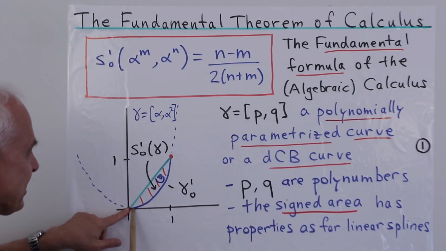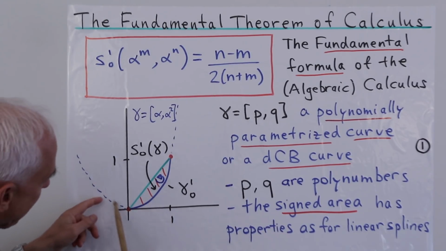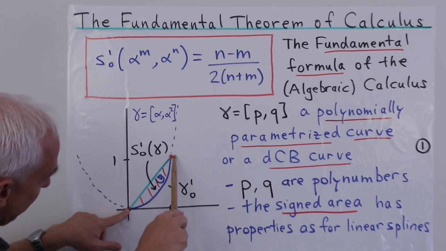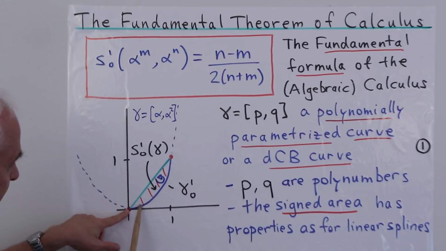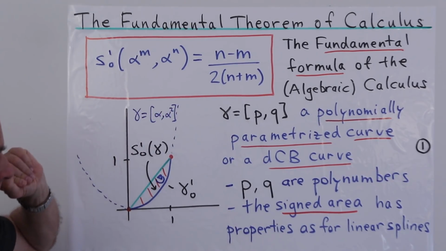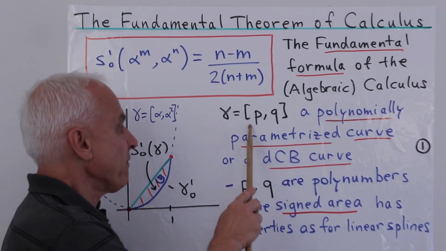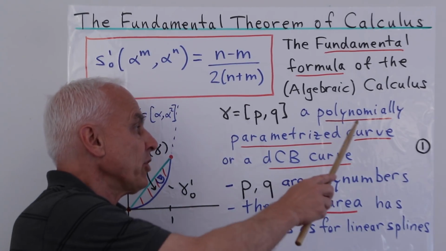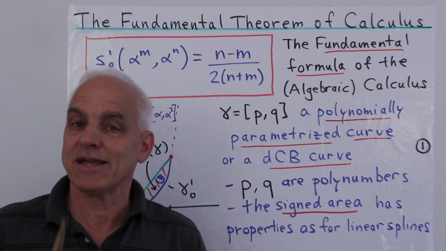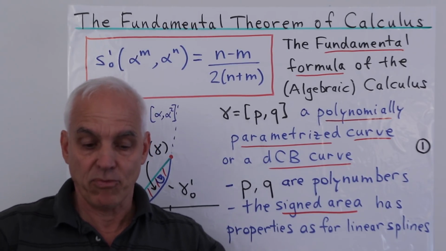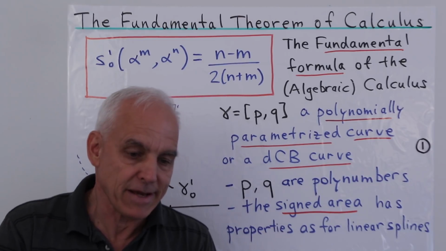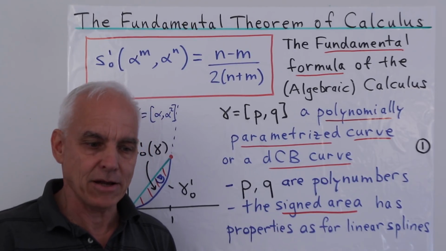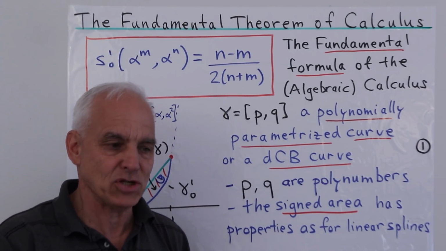And geometrically, it's giving us the signed area of this region formed by a part of the curve where the parameter goes from 0 to 1 and the line that we get by going straight back. That red area there, that's the formula for it. So in general, we have a curve gamma which is PQ, where P and Q are polynomials. This is a polynomially parametrized curve, and these are exactly the Casteljau Bezier curves that figure prominently in the analysis of modern curves these days, in graphics and so on. So these are exactly the curves that we can obtain a solid integration theory for.